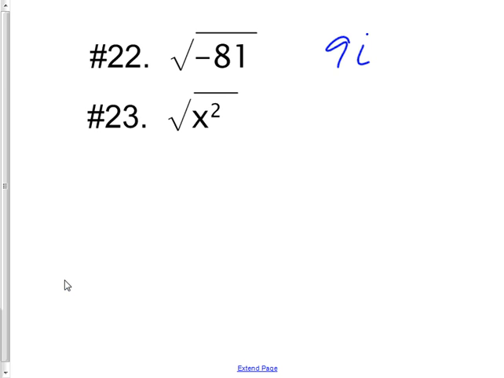Okay, so one of the things I need you to learn for today is what i is. So this one is square root of 81 is 9, and then i makes it an imaginary number. Let me help you understand why the answer for that is 9i.